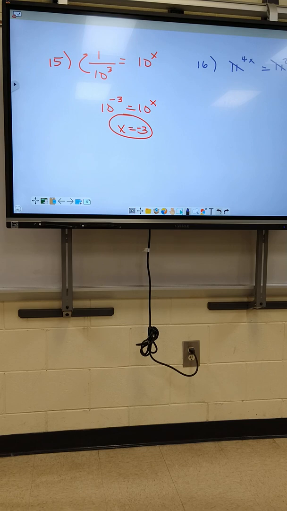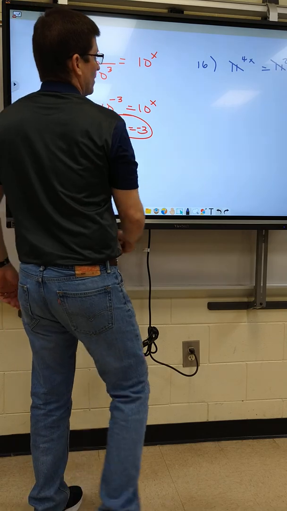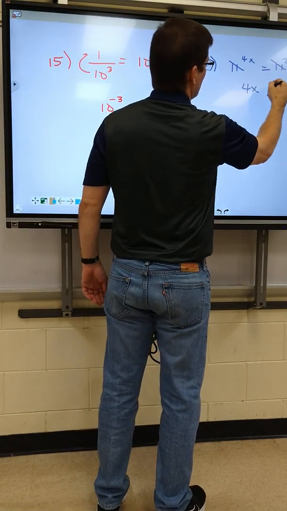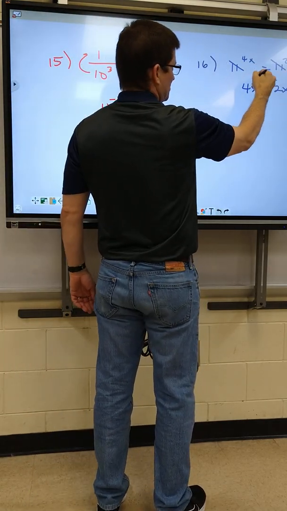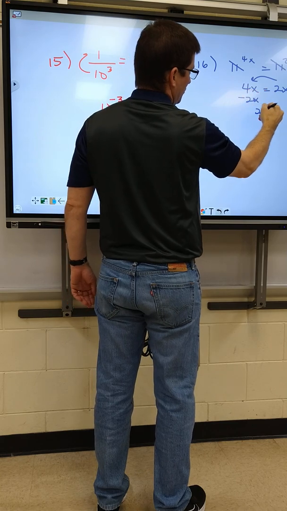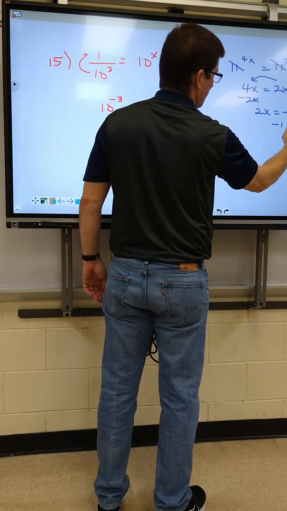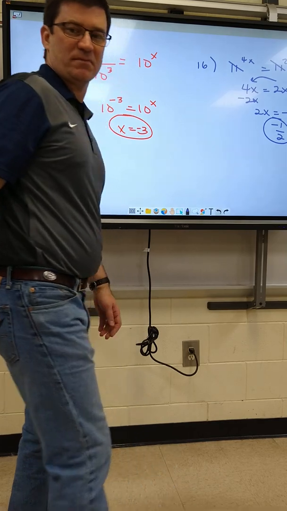Change 8 into 2 to the third, change 4 into 2 squared. You got a fraction. Yeah, that's good. All right, let's see what you got. All right, so I bring my exponents down. When I bring 2x over, that's a negative 2x. I got 2x equals negative 1, so my answer is negative 1/2.